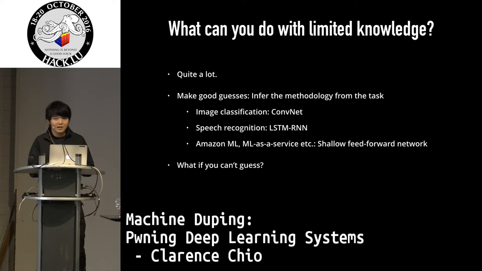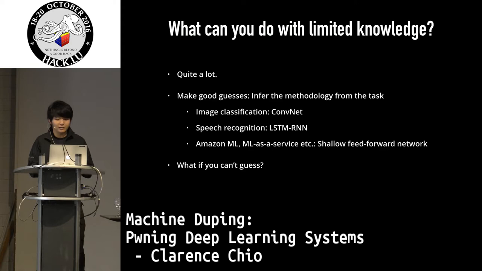The state of the art would be convolutional neural nets, and if you can guess that an image classification is done by a convolutional neural net, then you will be able to generate more accurate adversarial examples. Speech recognition is done using LSTM and recursive neural networks. A lot of the time, anything that has to do with temporal inputs is trained using long short-term memory networks and recursive neural networks.